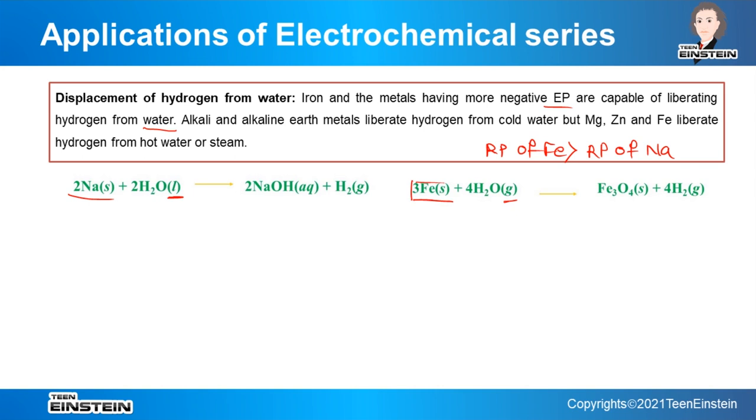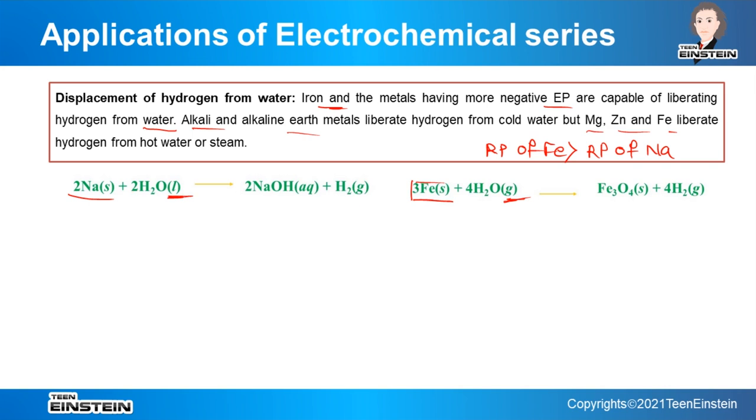But if you are moving in another direction, that is iron and metals having more negative electrode potential, they will be capable of liberating hydrogen from water. Mostly these metals are alkali metals and alkaline earth metals that can liberate hydrogen even from cold water. But iron can liberate hydrogen from hot water or steam. So that is why here the physical state is different.